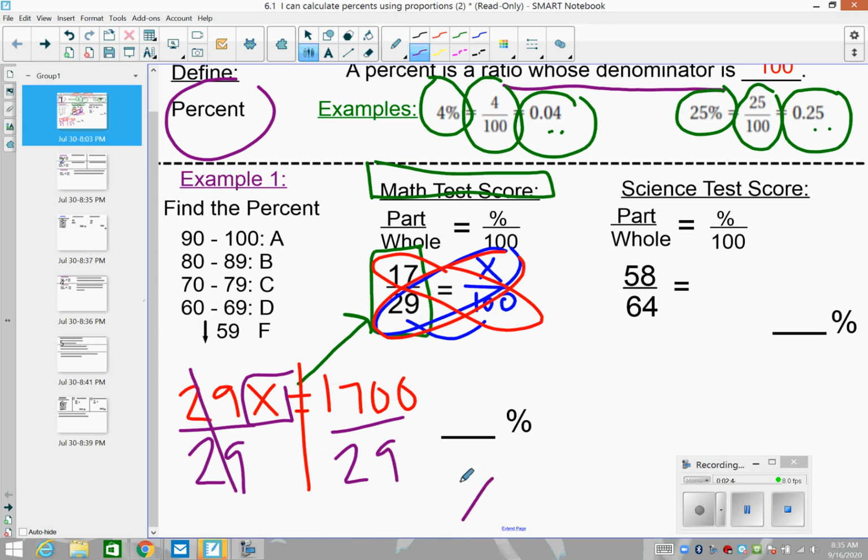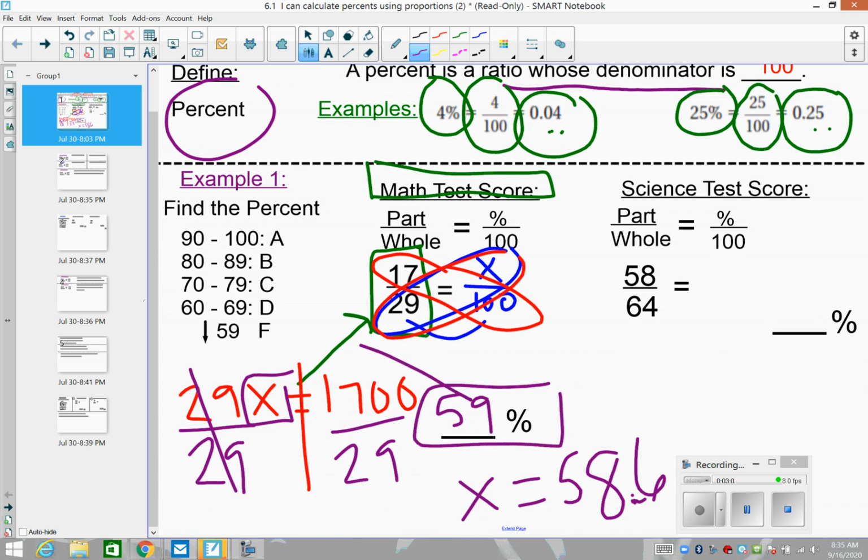And so we'd find out the part that you scored on that test. We would take 1700 divided by 29, again, pause the video at any time. I'm going to round to the nearest whole here. 58.6 is what shows up, so I'm going to call that 59%. And 59% means that really that's a huge bummer that I failed the math test. I should have given a better example for math class.